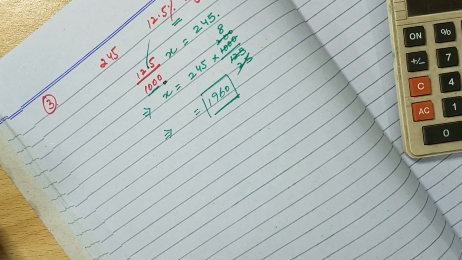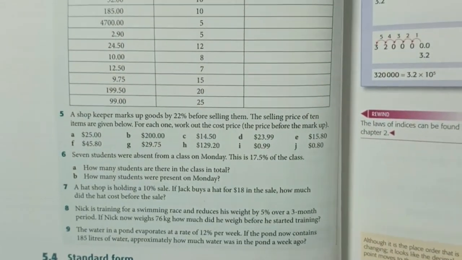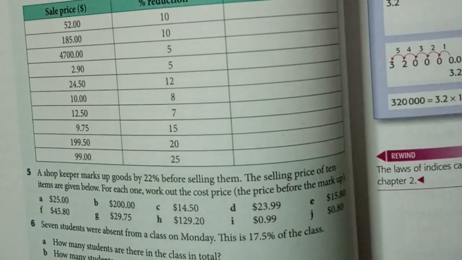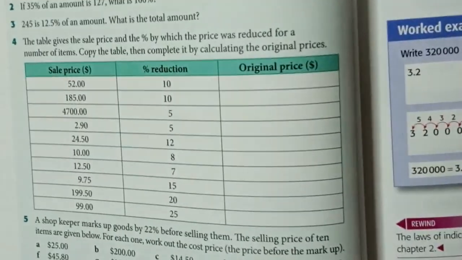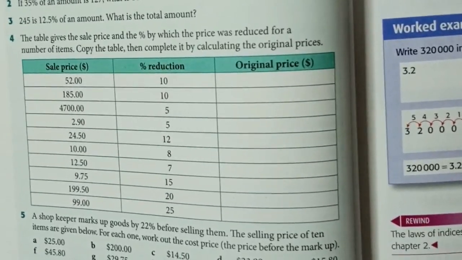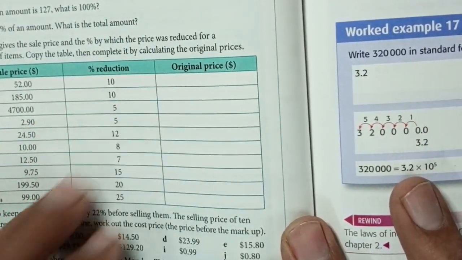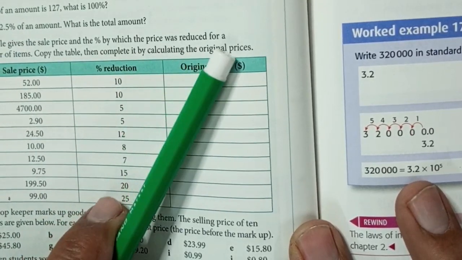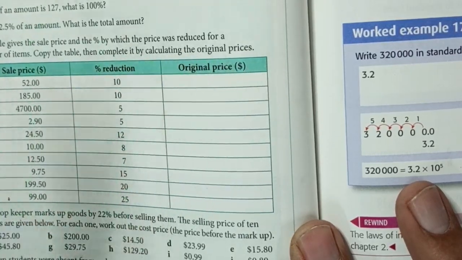Okay, so there is a table given in the next question. Let me show the table to you directly from the book. Need to zoom it or not? Now it is quite clear to you. Let me read the question now. The table gives the sale price and the percentage by which the price was reduced for the number of items. Copy the table, then complete it by calculating the original prices.